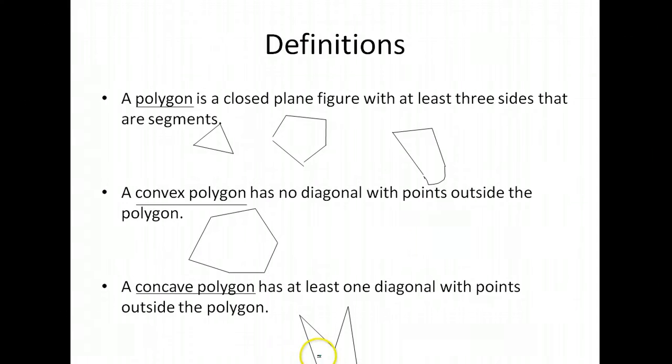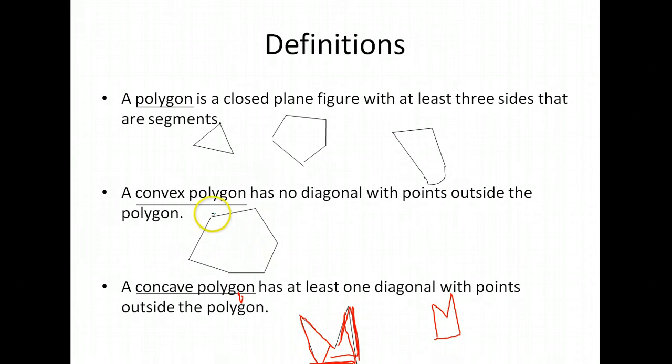Okay, so here are again the definitions for polygon, which we have down already. Sorry, I don't think you can see the bottom of that figure down there. So let me redraw the figure. Okay. Convex polygons have no diagonals outside the figure.